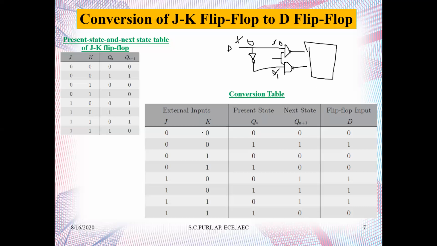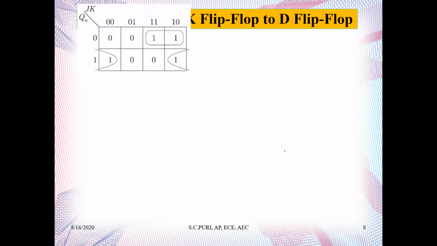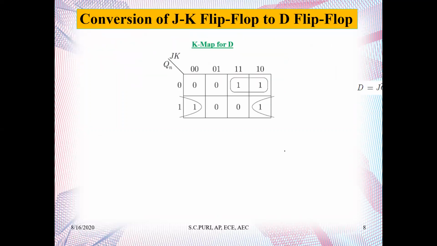Therefore, if the 0 to 0 condition is there, D has to be 0, because with D 0 we always have a reset condition. From 1 to 1, D will become 1, a set condition, and similarly for the other cases. Now we will go for the K-map. This is the K-map for D, and we get D equal to J QN bar plus QN K bar.